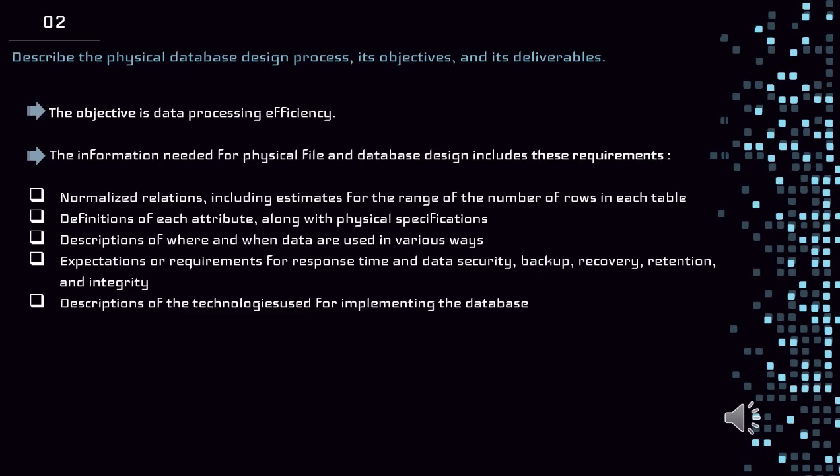One, normalized relations, including estimates for the range of the number of rows in each table. Two, definition of each attribute, along with physical specifications, such as maximum possible length. Three, description of where and when data are used in various ways: enter, retrieve, delete, and update, including typical frequencies of these events. Four, expectations or requirements for response time and data security, backup, recovery, retention, and integrity. Last, description of the technologies used for implementing the database management system.